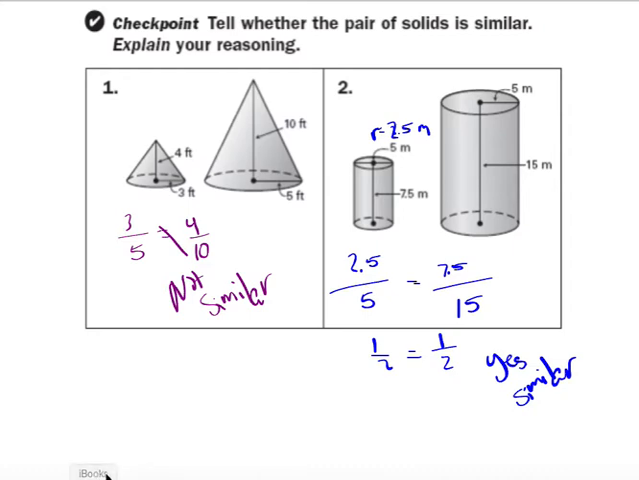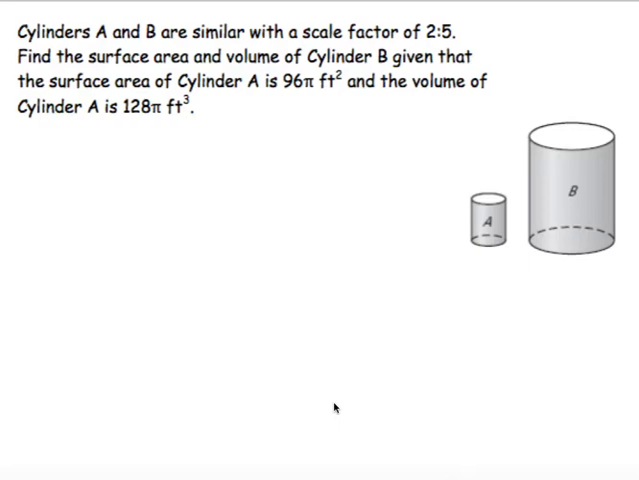So you just always check their corresponding measurements and make sure they reduce to the same scale factor. Here we are given cylinders A and B, and we're told they're similar, and they gave us a scale factor of 2 to 5. So A to B is 2 to 5. That is the scale factor, it's the side ratio, it's the perimeter ratio. They want us to find some surface area, so we're going to be needing the area ratio and the volume ratio as well for this problem. And they gave us cylinder A, so we're going to be finding cylinder B for these items.